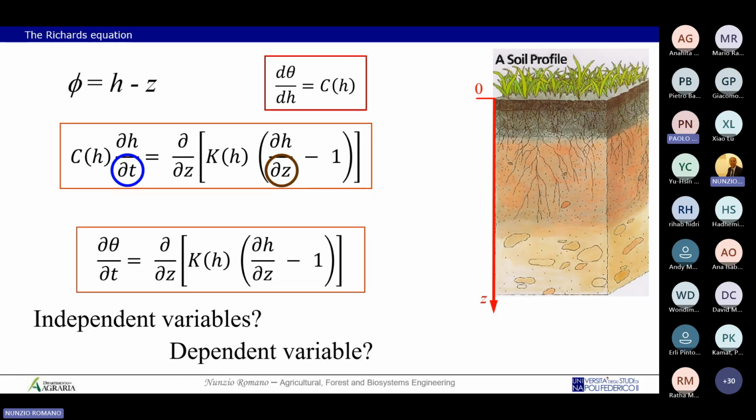Nunzio, sorry, there is a question. Yes. From Amor, please explain why Q is negative.